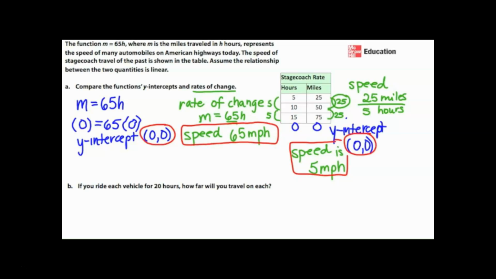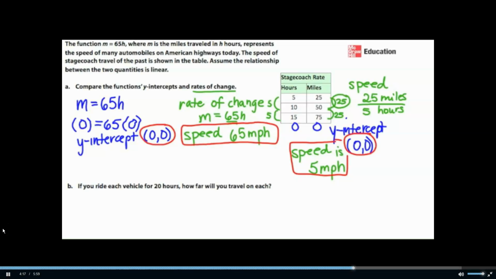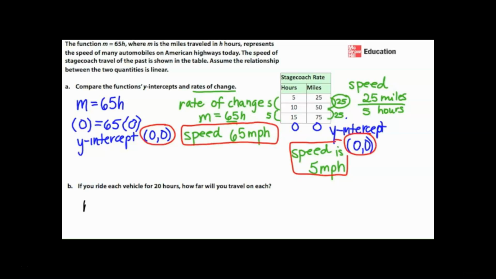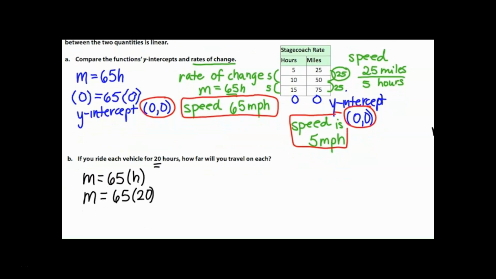Part B. If we ride each vehicle for 20 hours, how far will we travel on each? m is equal to 65 times h, and we're told we're going to travel for 20 hours. So m, the number of miles, is equal to 65 times 20. And 65 times 20 is 1,300.